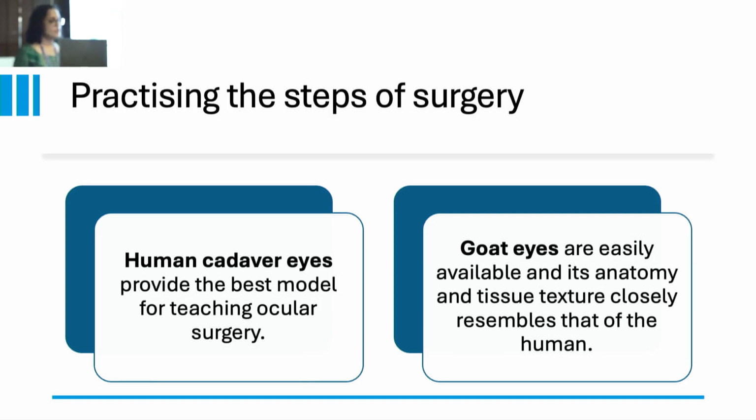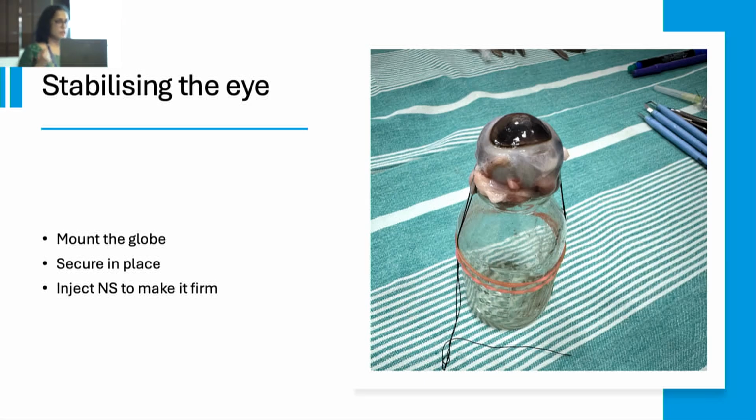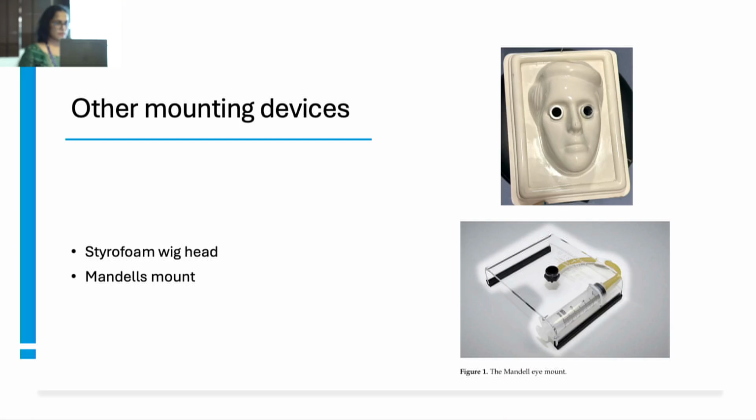And coming to practicing the steps of surgery, the human cadaver eye is the best model, but it is very rarely available. So we can either use goat eyes, or pig eyes are also fine. You have to stabilize the eye. You can also use micropore tape and mount it securely in place. There are also other stabilizing instruments you can buy, available online.